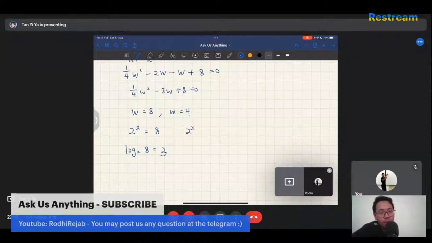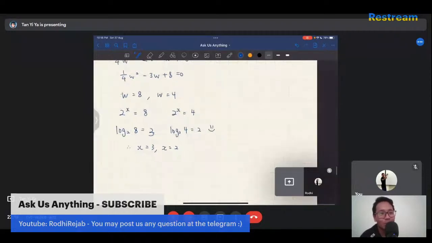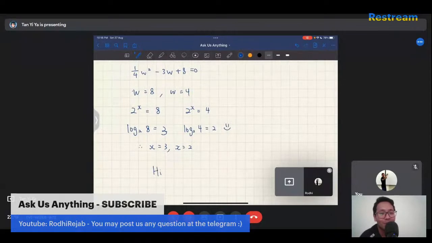Okay, so once they solve the quadratic, they need to go back to the w, 2 to the power of x. And how you solve it from there, you don't need to go this far. I mean, yeah, you can use log, that's fine, or basically 8 is 2 to the power of 3, so you can compare, x is 3. This is fine.